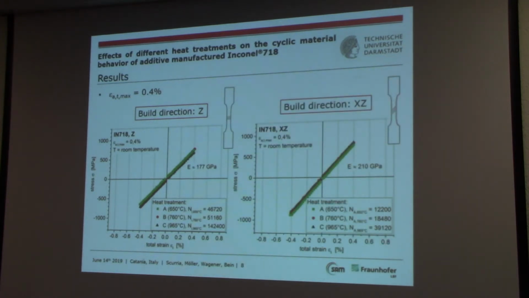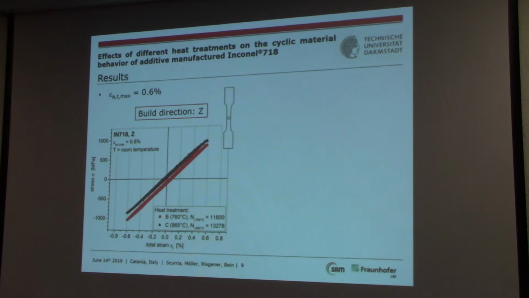For the specimens built in the XZ direction, which means 45 degrees, we still have a macroscopically linear elastic behavior. We also have an increase in the number of cycles to crack initiation with the increase of the temperature, but we have a higher value of the Young's modulus. So we are facing an anisotropy inside the material, which also has to be taken into account if we want to do simulations, for example. So what we give to the solver is this Young's modulus and that Young's modulus, depending on the orientation.